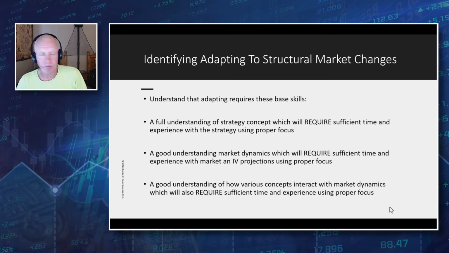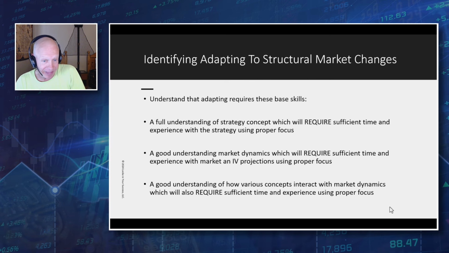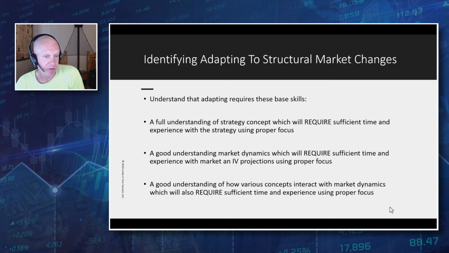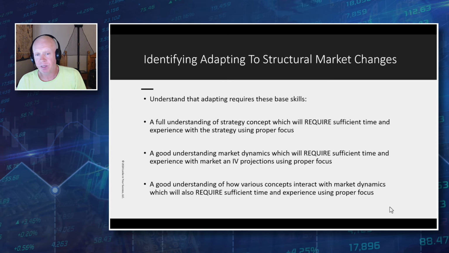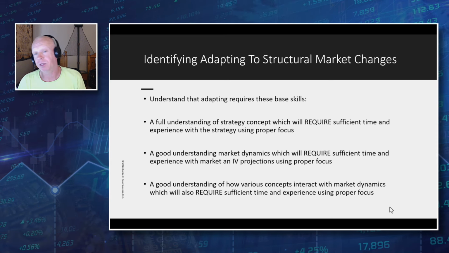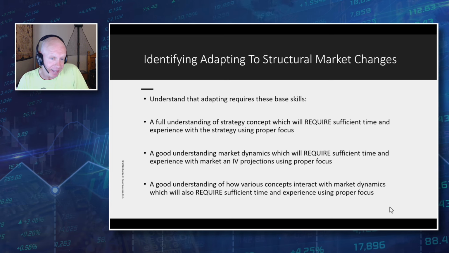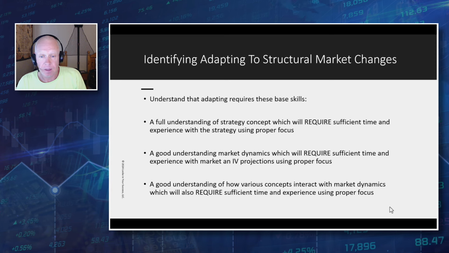It's not just price direction. It's not just price level. It's price ranges, right? I'm in a trade that has price ranges. How far does it go up and down? What does the implied volatility do when it goes up and down? How does that affect my position? Using all these proper focuses takes time and experience.